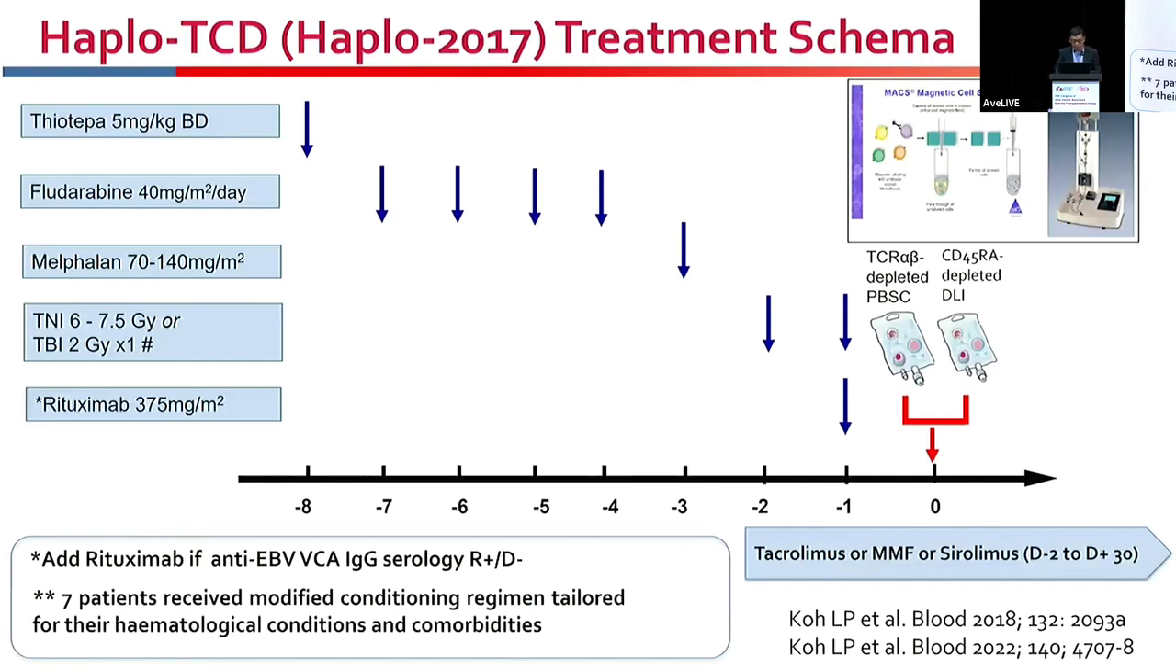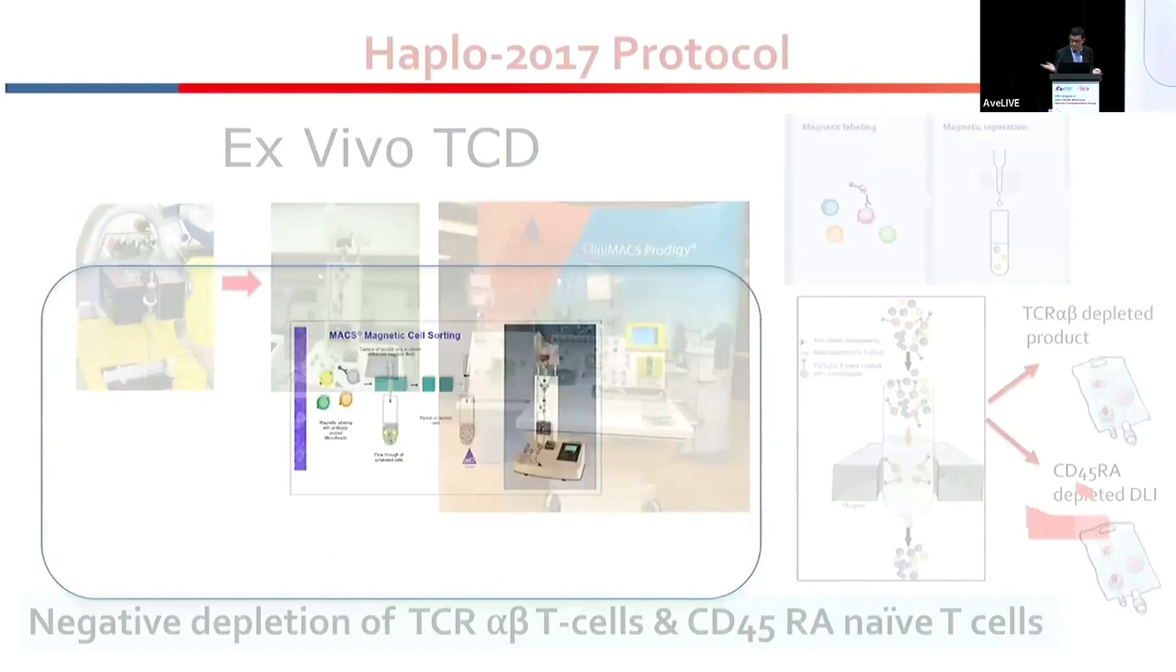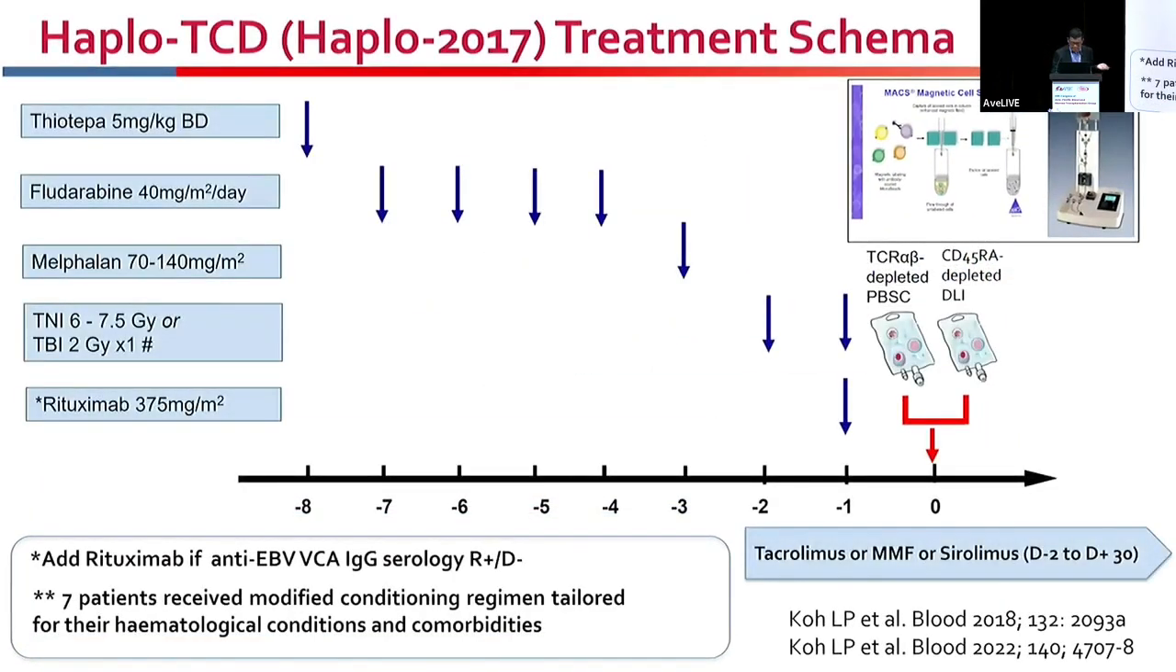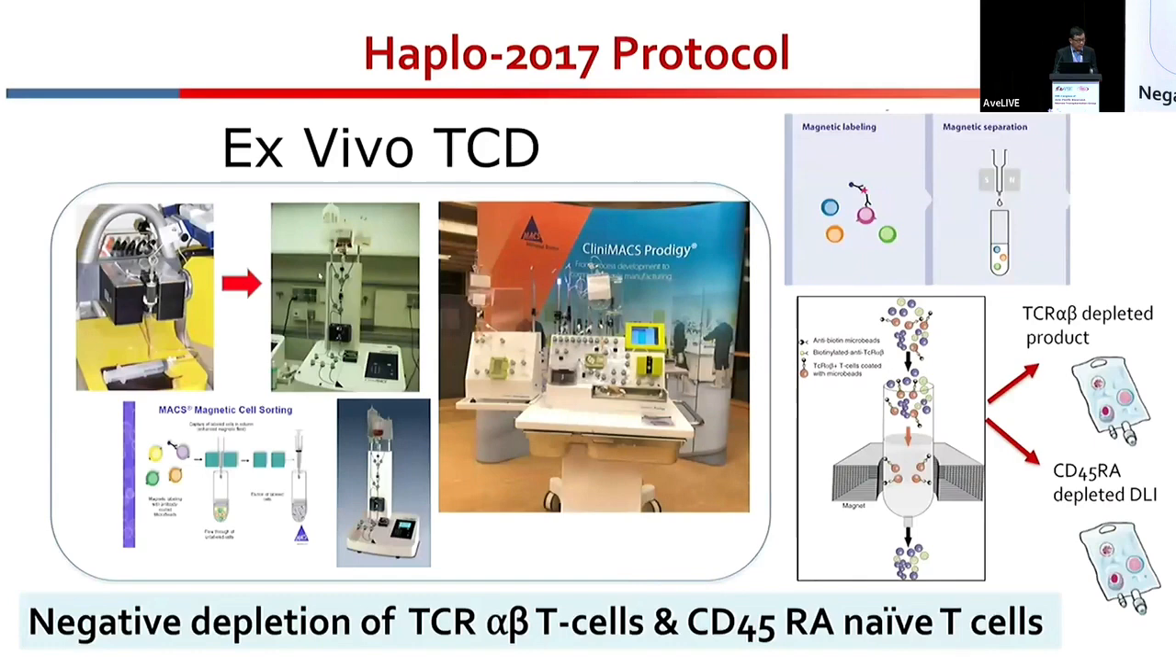We call it Haplo 2017 because it was first done on January 24, 2017 in Singapore. So essentially it consists of fludarabine, thiotepa, and melphalan with the use of total nodal irradiation initially, but we subsequently modified the protocol to that of total body irradiation because of some logistic challenges that we faced. These patients were all given alpha-beta depleted stem cells. In addition to that, we also infused CD45RA depleted memory T cells.